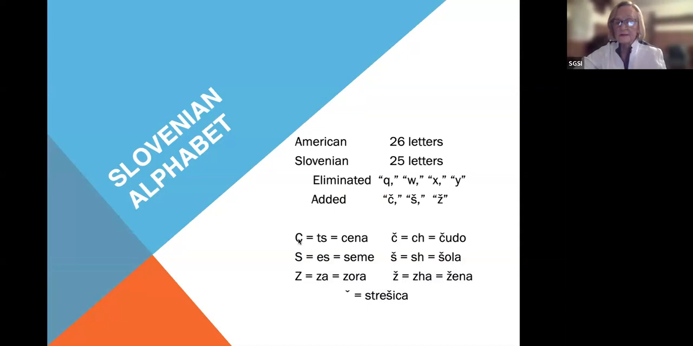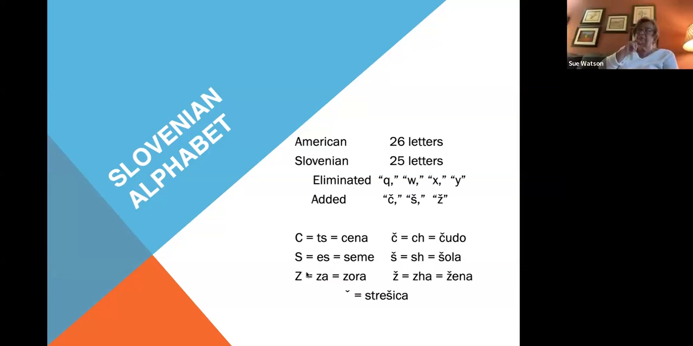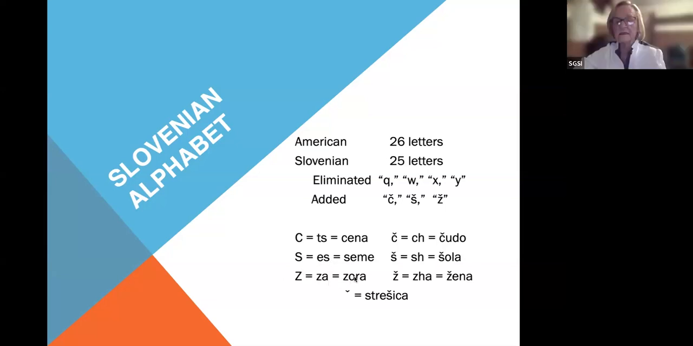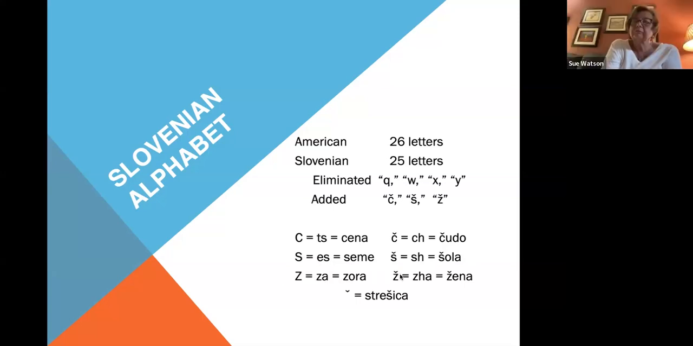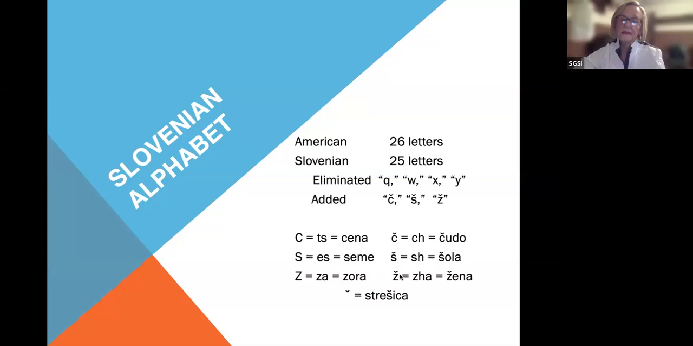The regular C is pronounced S, and the Č is Ch, like church. The S is sounded like S, and the Š is the Sh, like in school. The Z is Za and Zora, and the Ž is Ja and Jena. So know that there is a difference in the alphabet and be aware of those 3 letters especially. Important.